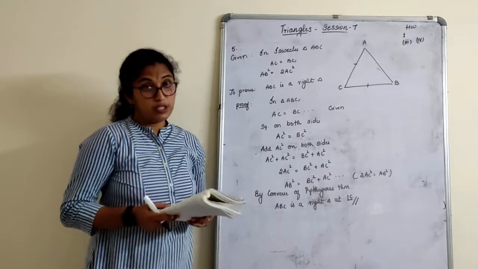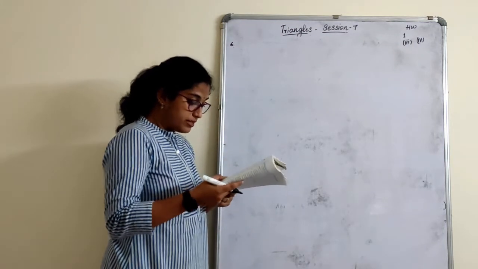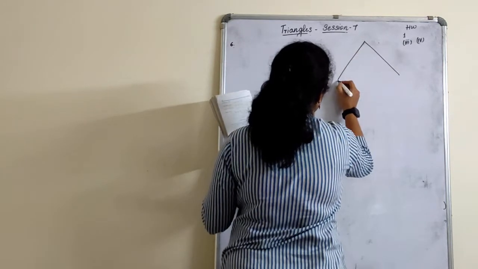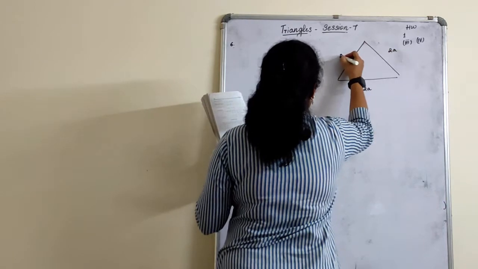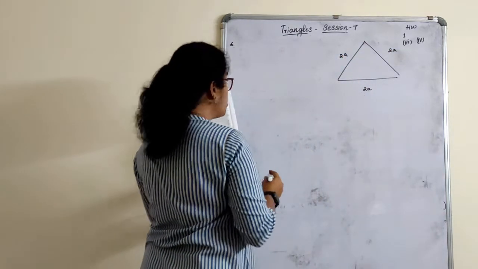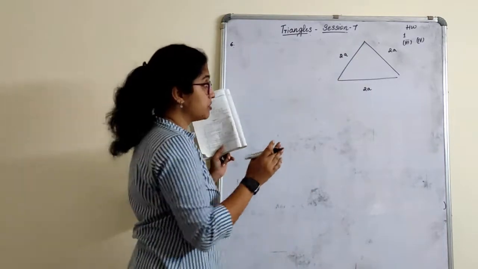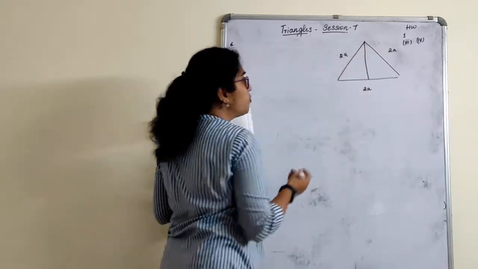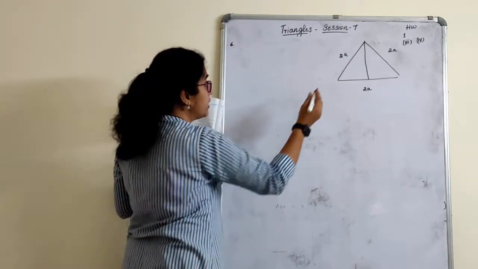So we'll see the next one now. We'll start the next one. Sixth one. ABC is an equilateral triangle with side given as 2A, so each side is 2A. Find its altitude. An equilateral triangle can have how many altitudes? 3 altitudes. But I only draw one altitude here because the rest are not required. If I draw one, it is understood that the remaining 2 altitudes are also equal.